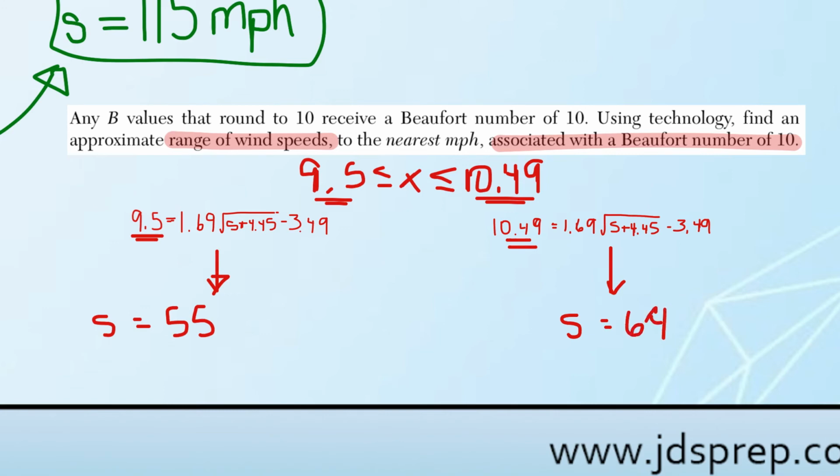So, to answer the question, what is the approximate range of wind speeds associated with that Beaufort number of 10? Well, the wind speeds range from 55 miles per hour to 64 miles per hour.